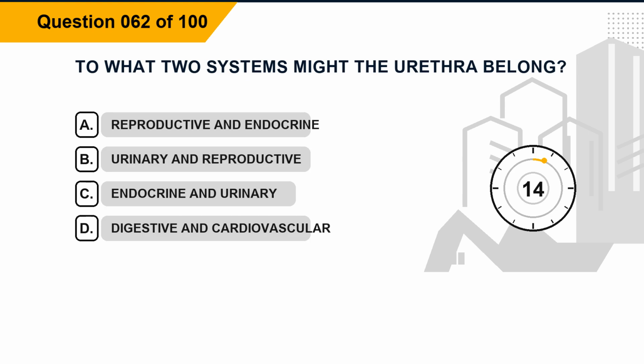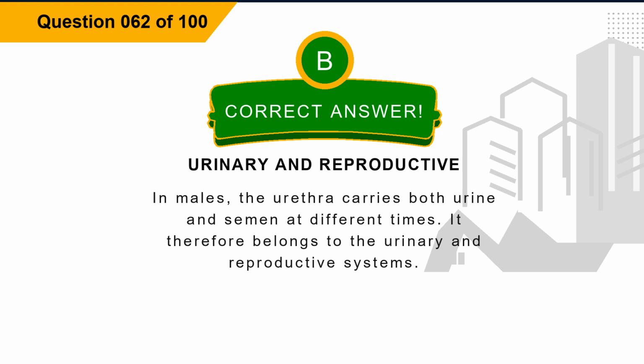Question 62. To what two systems might the urethra belong? Option A, reproductive and endocrine. Option B, urinary and reproductive. Option C, endocrine and urinary. Option D, digestive and cardiovascular. The correct answer is option B, urinary and reproductive. Explanation. In males, the urethra carries both urine and semen at different times. It therefore belongs to the urinary and reproductive systems.